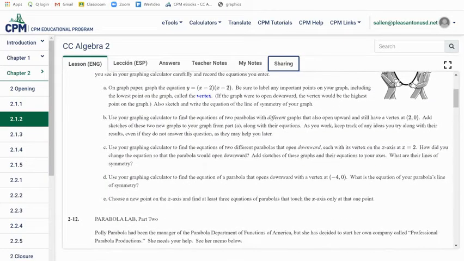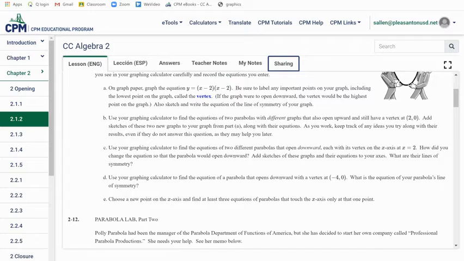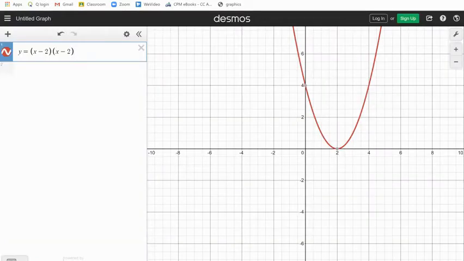Now for part B, it says to use your graphing calculator to find the equation of two parabolas with graphs that also open upward and still have the vertex at 2, 0. And then you're going to add the sketches of these two graphs on your graph from part A along with their equations. So we're going to go ahead and look at Desmos for this. It's just easier to demonstrate.